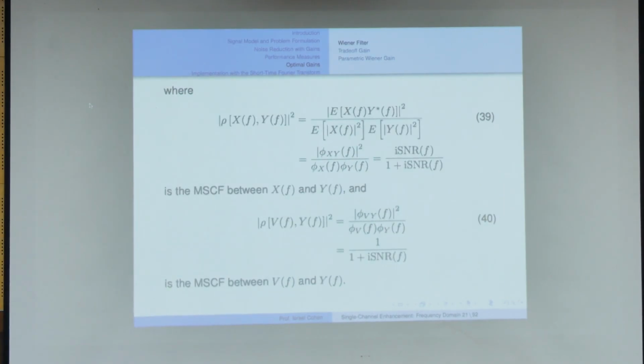The definition of the magnitude squared coherence function: if you remove the magnitude squared, this is the coherence function. It is actually the correlation between two complex samples. We take x times y complex conjugate and normalize it by the variance. We can also do it for the noise, and these expressions are easy to obtain.